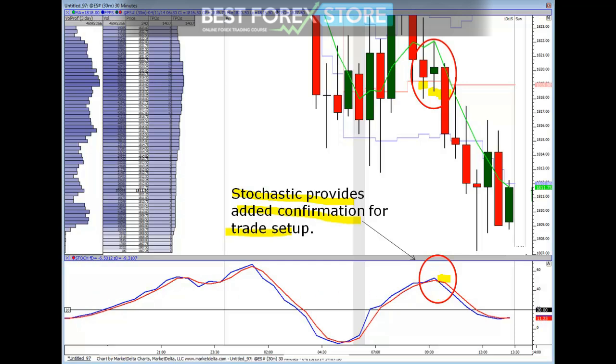And if you have the stochastic on your side, it'll help you. It'll help confirm the setup for you, and it increases the likelihood and the probability of success.